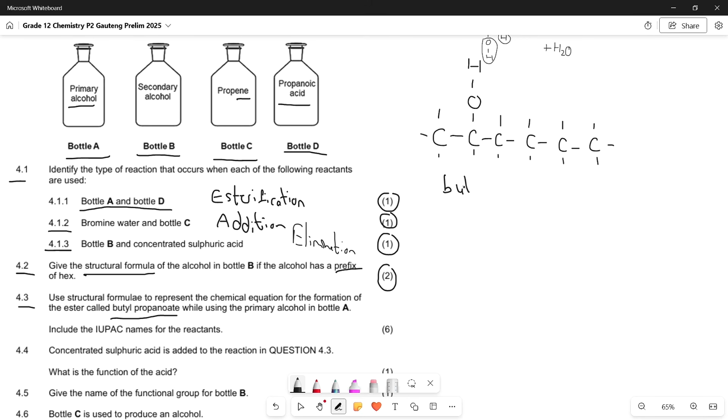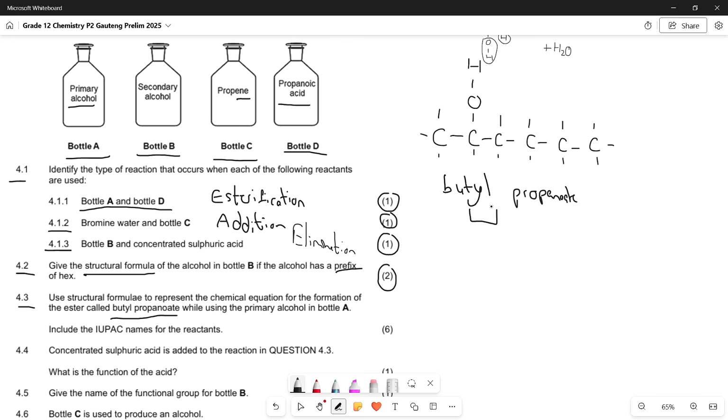So butyl propanoate is the name of the ester that we are writing. We are doing an esterification reaction, a different one from 4.1.1 where we did bottle A and bottle D, but we are looking at which reactants we need and what product will be formed. This is a very common question that they ask. They really like esterification questions.